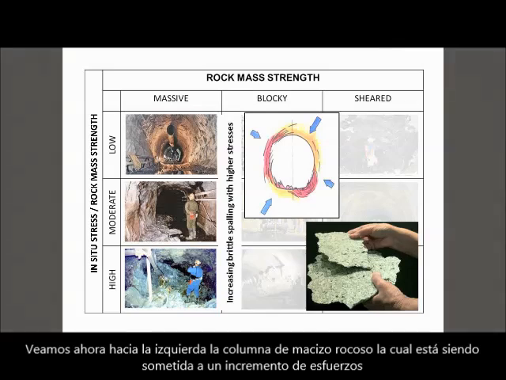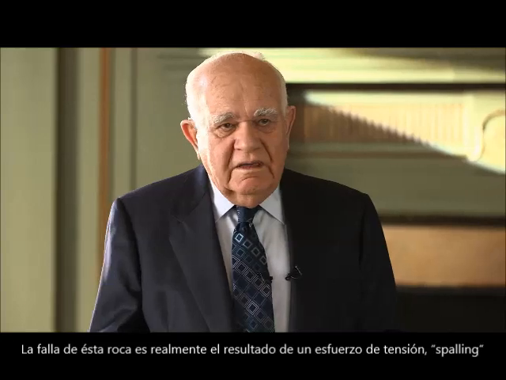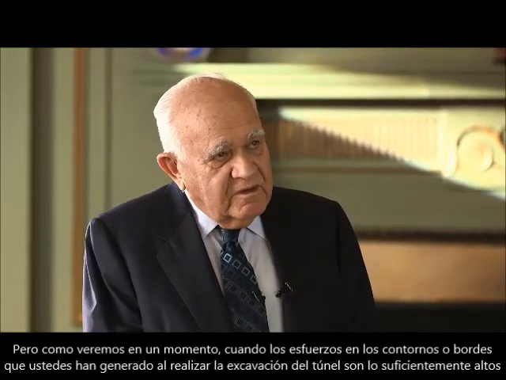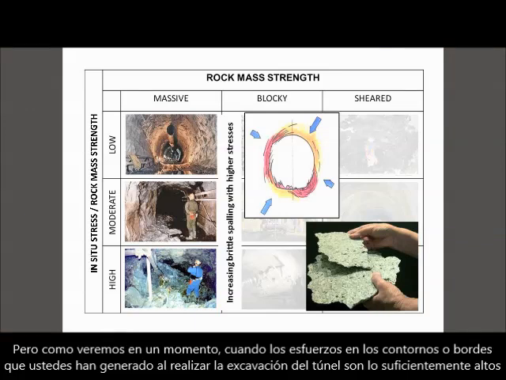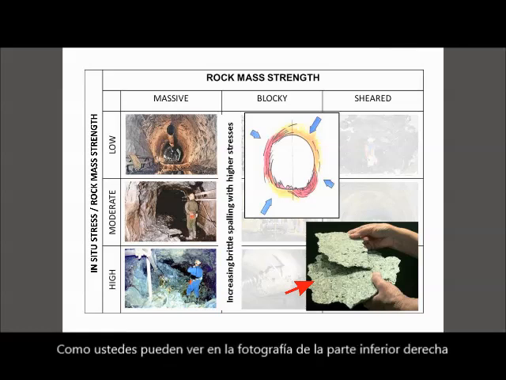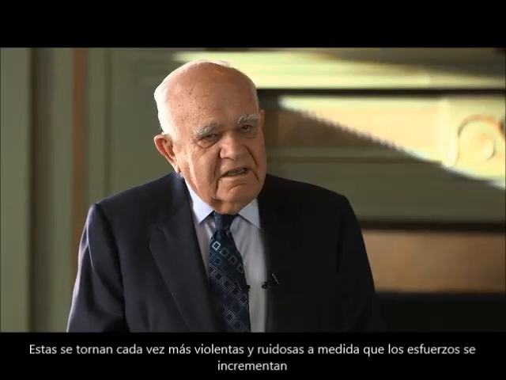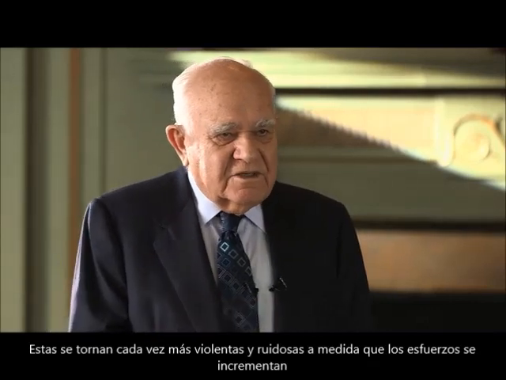Moving now to the left-hand column of massive rock under increasing stress. The failure of this rock under increasing stress is really a function of tensile spalling. So as you'll see in a moment, when the stresses are high enough on the boundary that you've created by excavating the tunnel, they exceed the tensile strength of the rock, and you get splinters or plates or slivers of rock forming, as you see in the lower right-hand photograph there. And these become increasingly violent and loud as the stresses increase.